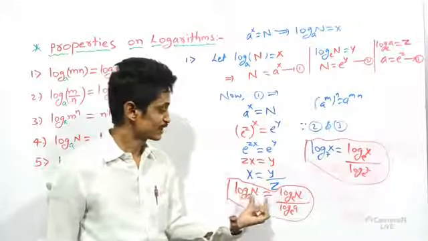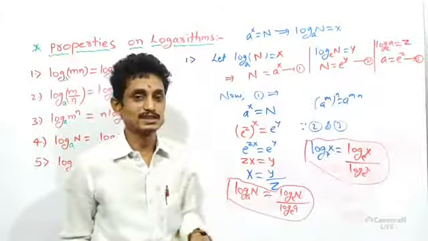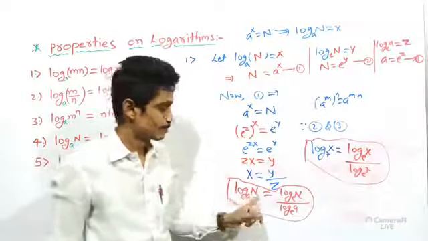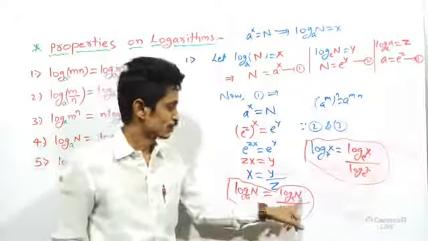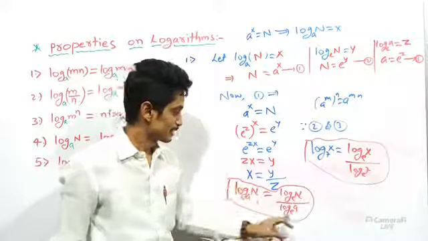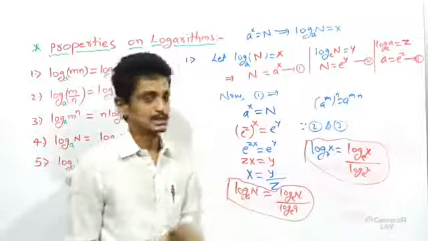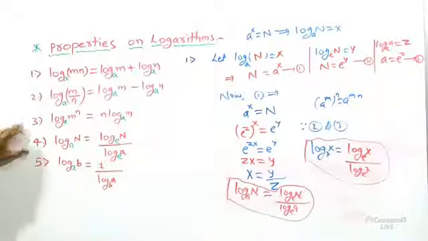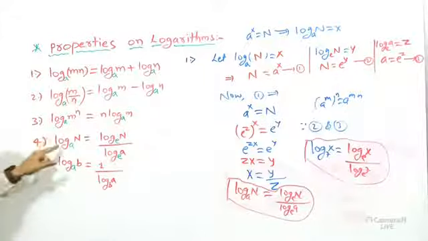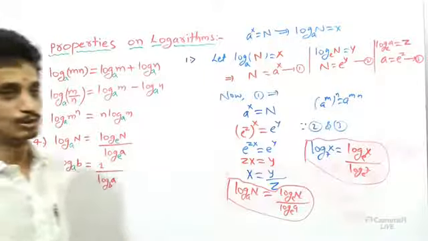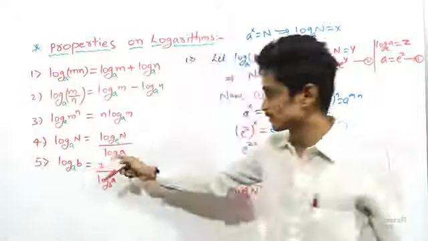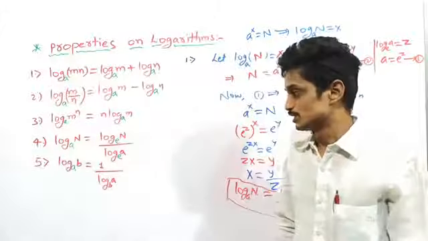This is called the separation of a base and a number. Log n to the base e divided by log a to the base e. This is our formula number 4, that is, log n to the base a is equal to log n to the base e divided by log a to the base e.